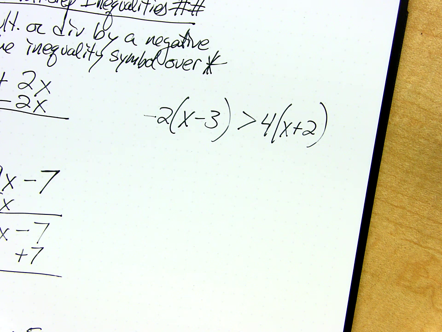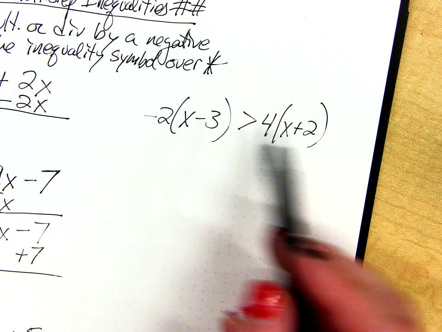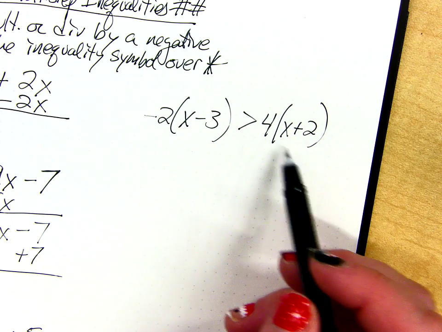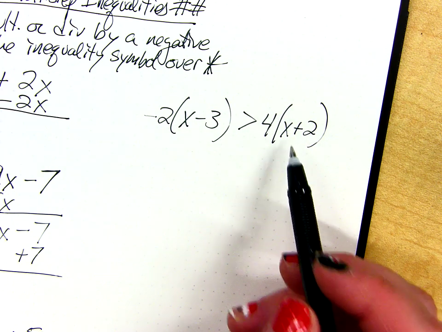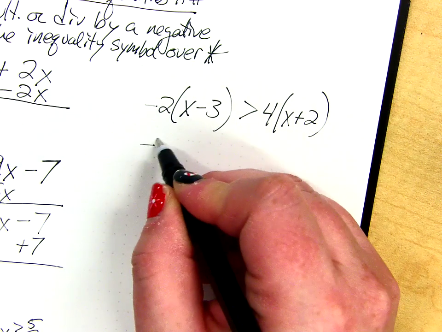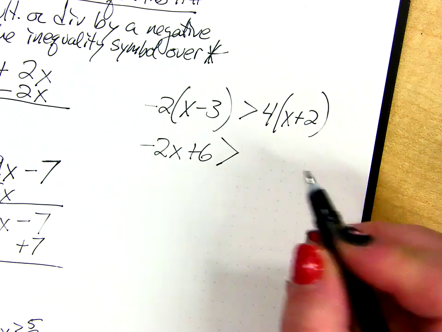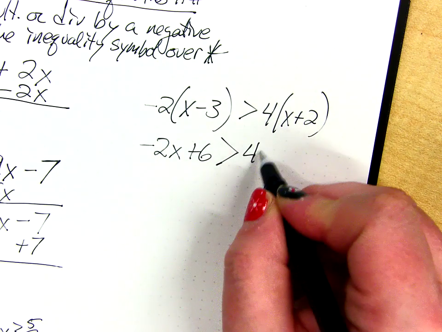The answer is no. It's only when you do it to both sides. And here, I'm just distributing on this side. I'm not multiplying this side by -2 as well. You get what I'm saying? So, I would not flip the symbol over here. So, -2x plus 6. That symbol stays as it is, and I distribute on this side: 4x plus 8.